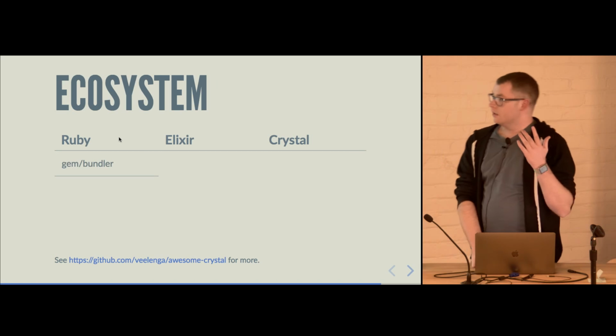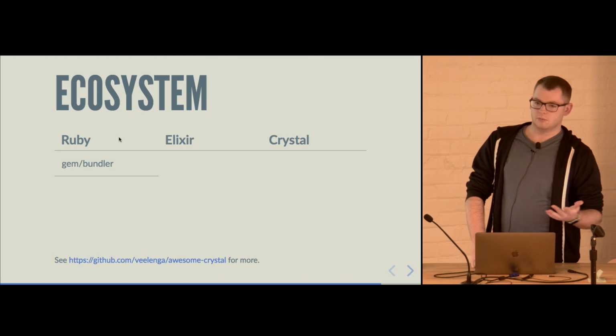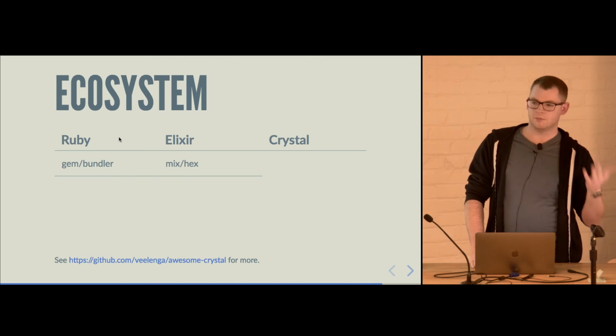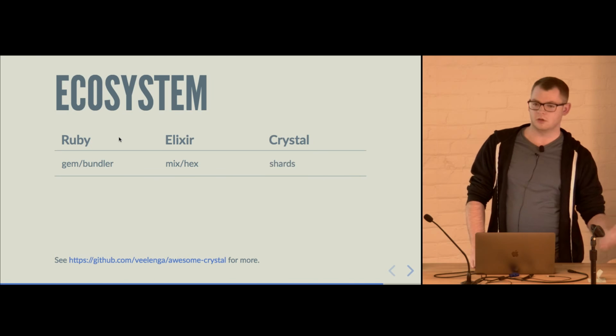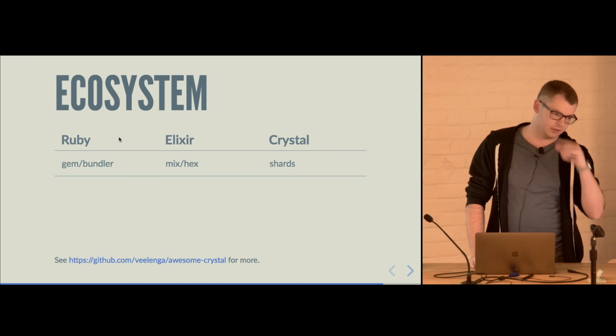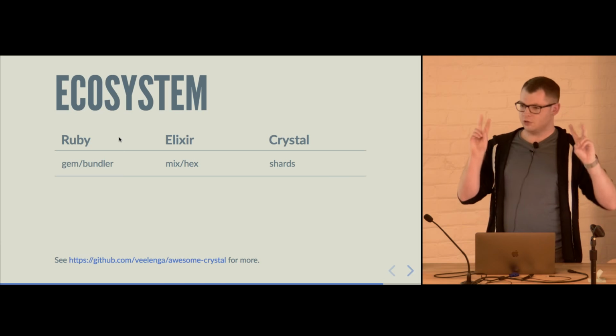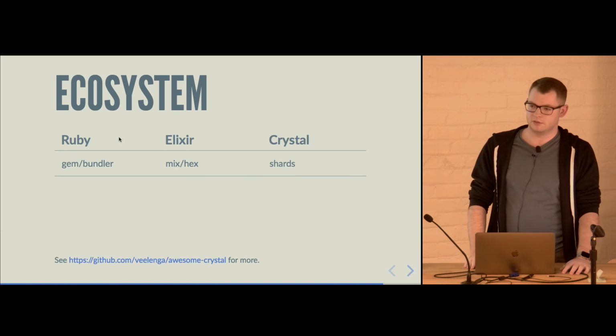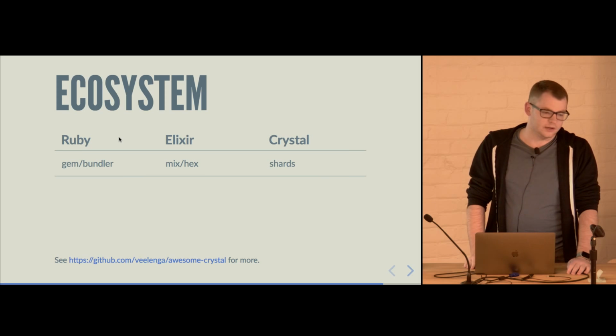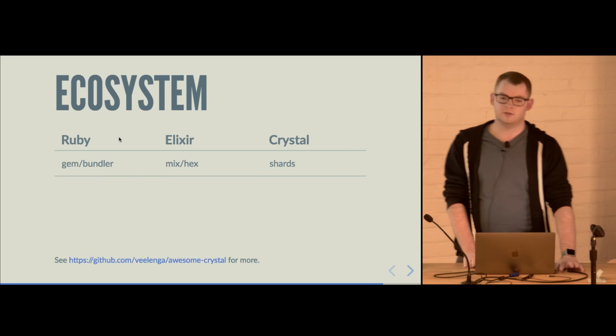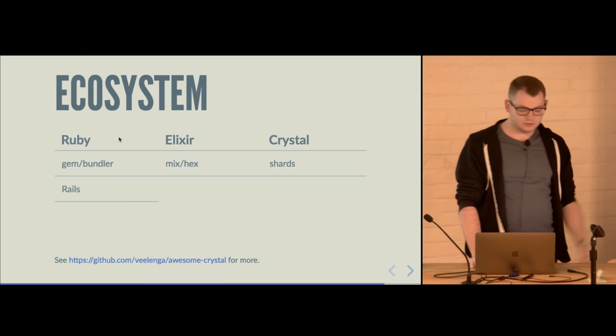So in Ruby, for dependency management, you use gems and bundler. In Elixir, you probably use mix and hex. In Crystal, you use what's called shards. It comes with the language and works the same way. So you build a shard, you publish it on GitHub. They just host all their stuff on GitHub, as whatever GitHub repo you have, sort of like Go. And then you do a shards install, and you get your dependencies.